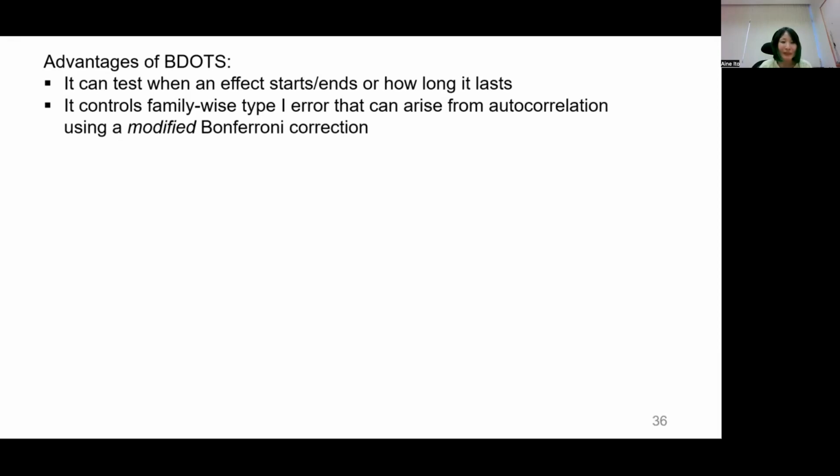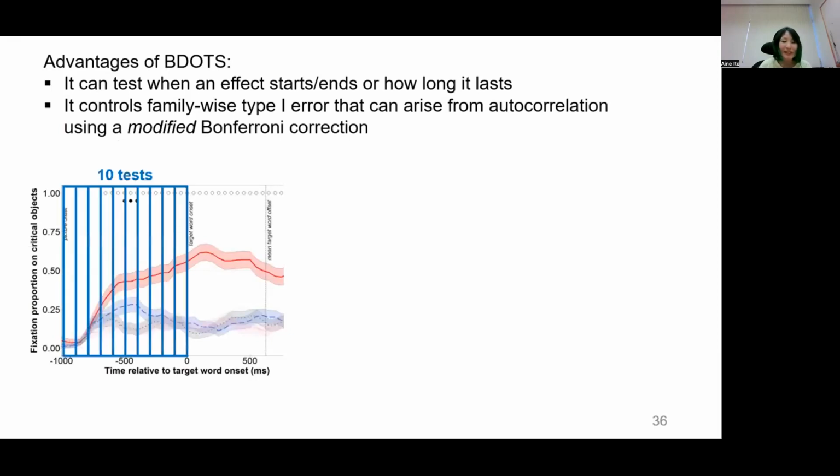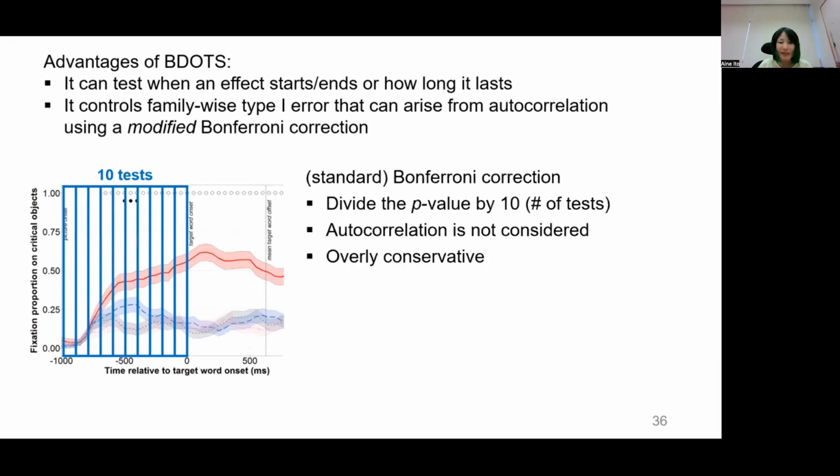So what is a modified Bonferroni correction? Let's say I bring up the same data from the previous example, and let's say we run 10 tests for this window. Right? So I take each 100 millisecond bin as one bin, and then run the t-test or whatever in each bin, right? And if we do a standard Bonferroni correction, what we do is divide the p-value by 10.